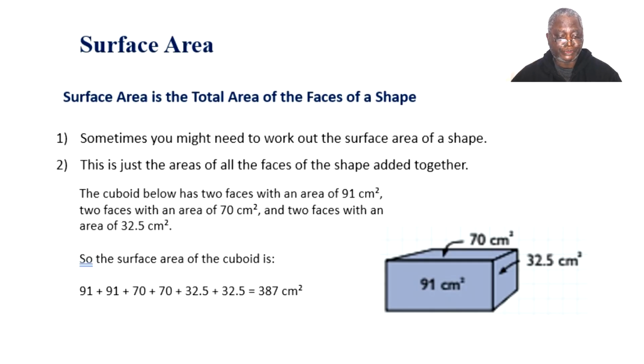The cuboid below has two faces with an area of 91 centimeter square, two faces with an area of 70 centimeter square, and two faces with an area of 32.5 centimeter square. So what do we do? We simply add them all up together, which will give us 91 plus 91 plus 70 plus 70 plus 32.5 plus 32.5, totaling 397 centimeter square. When you're doing exercises like this, you just have to be systematic and make sure you check what you've done.